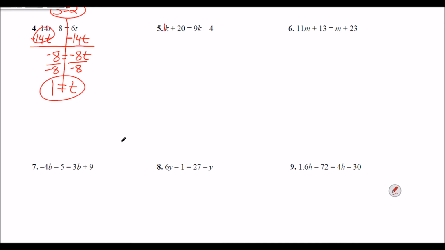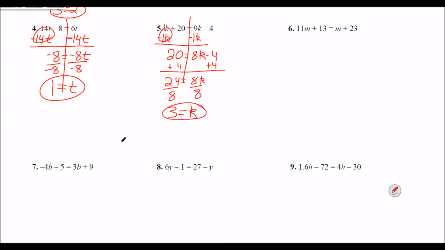All right, on number 5, again, we have a hidden 1 in front of the k. And I'm comparing 1k to 9k. 1k is smaller, so that's where I would want to start with subtraction. The 20 drops down. 9 minus 1 is 8k minus 4. I now need to get rid of, on the right side, because that's where our variable is at, minus 4 by adding 4 to each side. It gives us 24, which is equal to 8k. I then need to divide each side by 8, and 3 is the final answer.